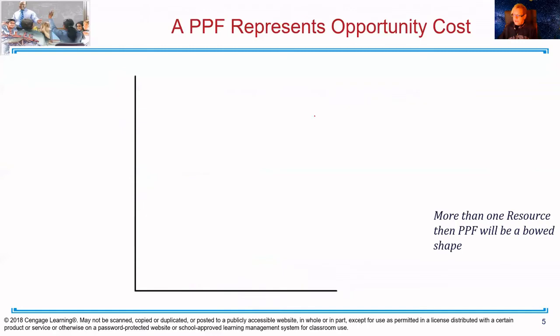Okay, so let's take a look at what this means if we're measuring more than one factor of production. Let's say we have one country and you can produce computers or wheat. And now we're measuring land, labor, and capital.